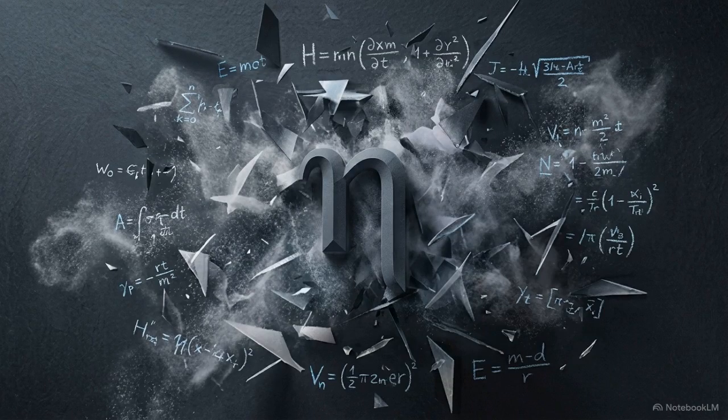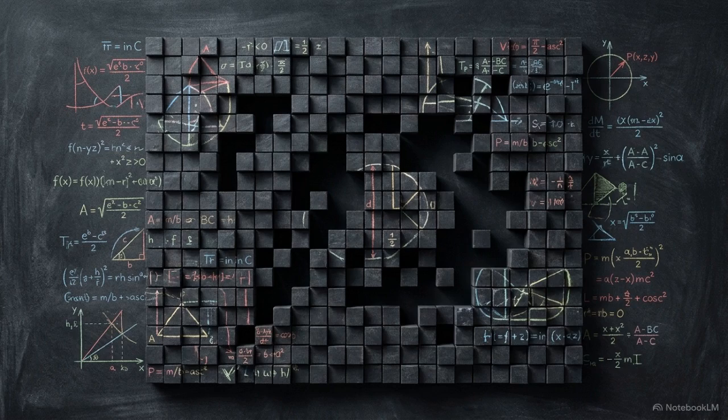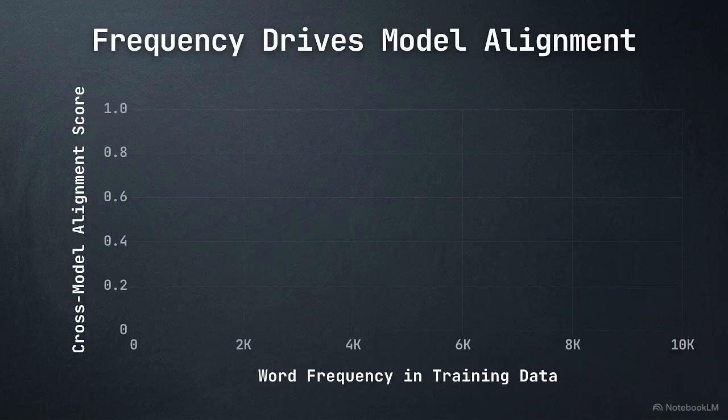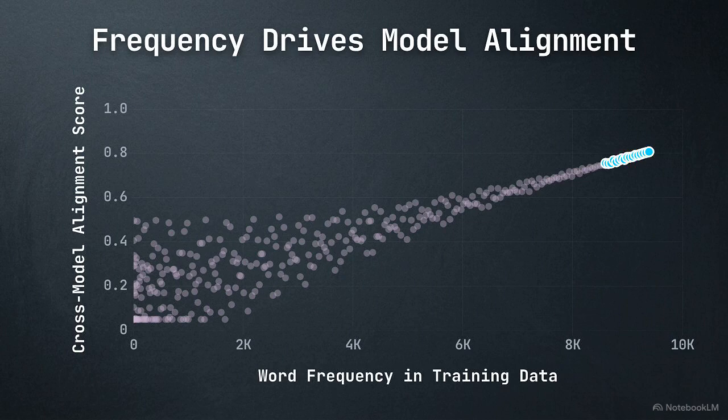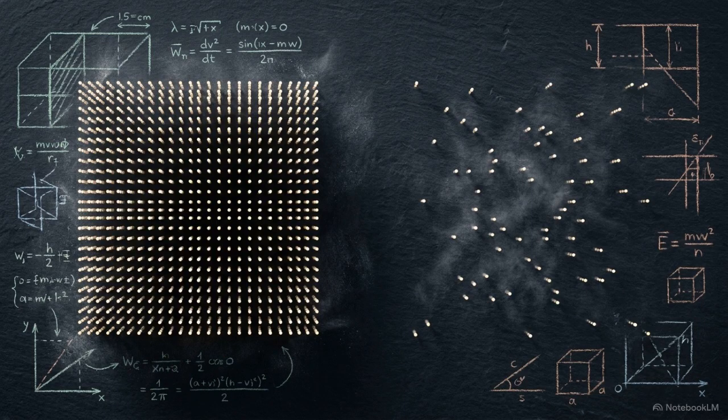The final variable is eta, the random representational noise. This noise is a product of finite sample training, where limited data leaves gaps in a model's approximation. This scatterplot shows the correlation between word frequency and cross-modal alignment. There is a strong, consistent positive correlation between how often a word appears in training and how well its representation aligns across models. Abundant data leads to aligned representations, while data scarcity creates noisy, misaligned results.